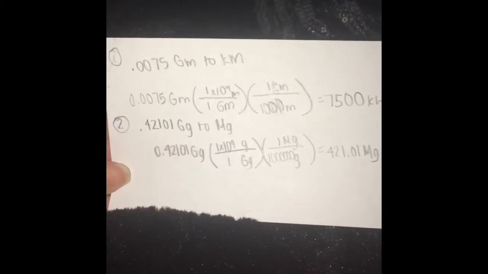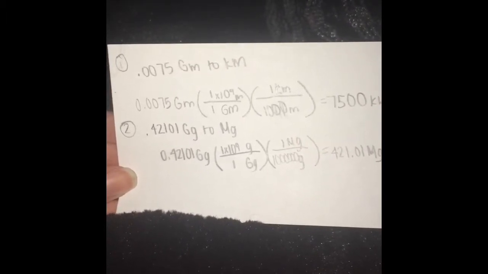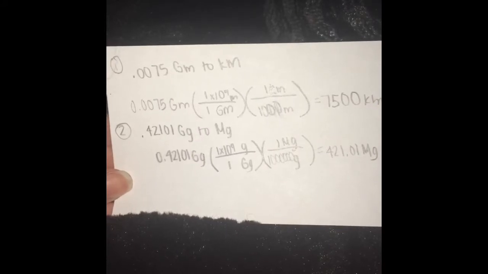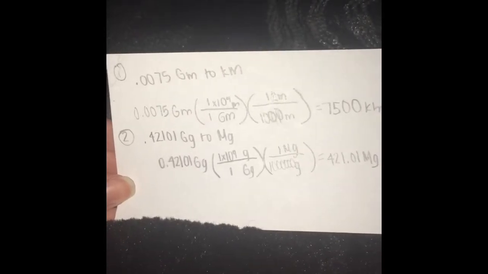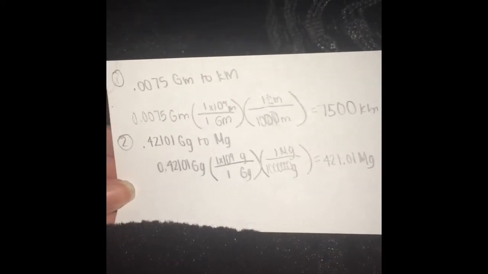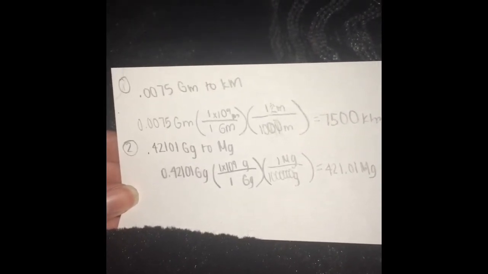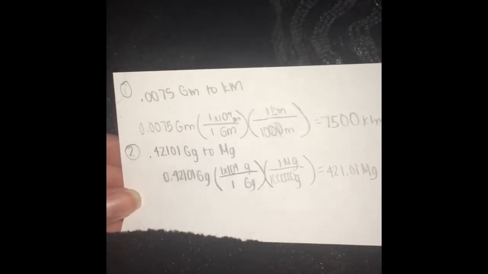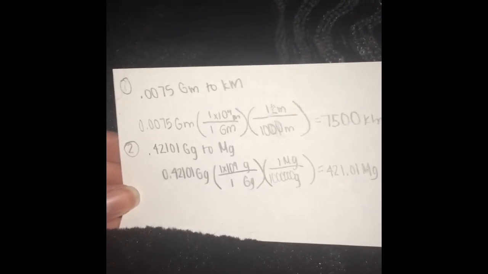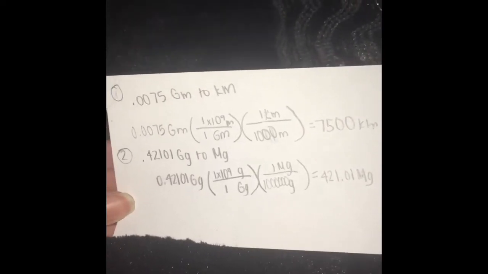Okay, so this is the work for the last two. For the first one, you start with 0.0075 gigameters. You want to convert that into kilometers. So you start with that value and put gigameters on the bottom, of course, to cancel it out. And 1 gigameter is 1 times 10 to the 9th meters, or basically just putting in your calculators 1 with 9 zeros. So 1 0 0 0 0 0, yeah, whatever, you get the point. And then you want to cancel the meters, so there's 1,000 meters and 1 kilometer to get 7,500 kilometers.